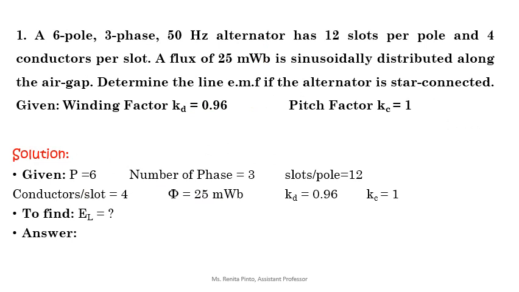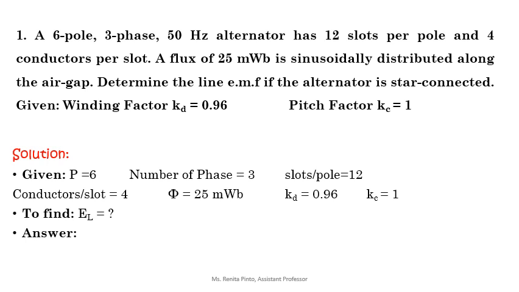So first problem, a 6-pole 3-phase 50 Hz alternator has 12 slots per pole and 4 conductors per slot. A flux of 25 milliweber is sinusoidally distributed along the air gap. Determine the line EMF if the alternator is star connected. Given winding factor Kd equal to 0.96, pitch factor Kc equal to 1.